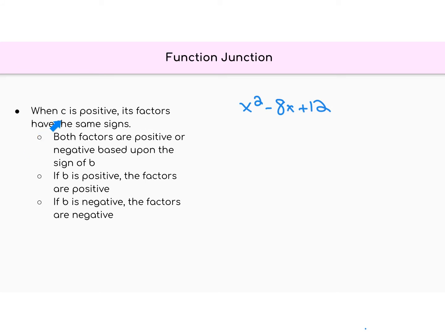So as we can see, c is positive, which means it's going to have the same signs. So c is positive 12. Our constant is positive. But now in this case, b is negative. So that means the factors are going to be negative. So we want negative 8. Okay, so we have our b term is negative 8, which means our factors are going to both be negative. So let's set up a chart. And we're going to write factors of positive 12, and then the sum of the factors.